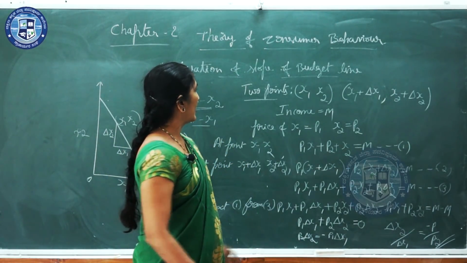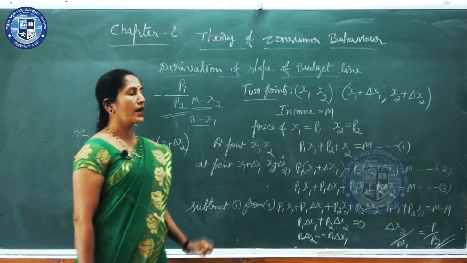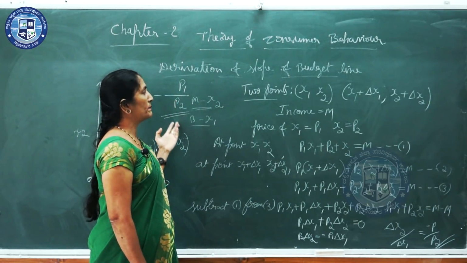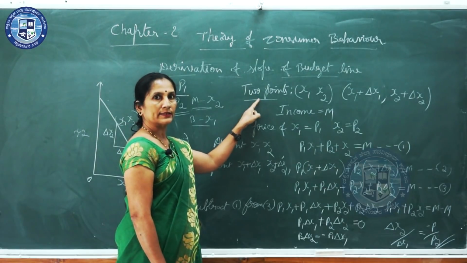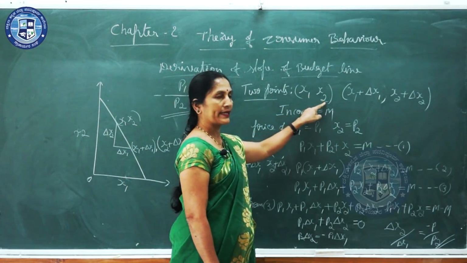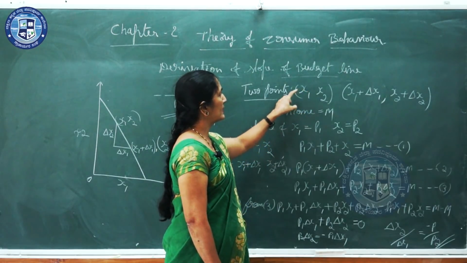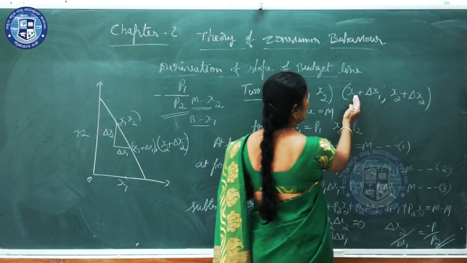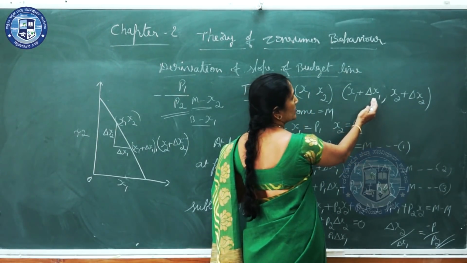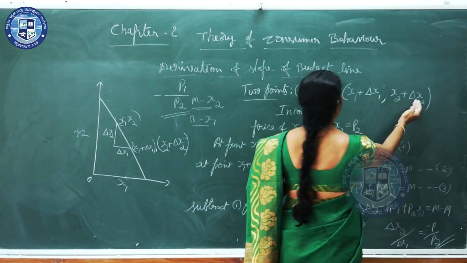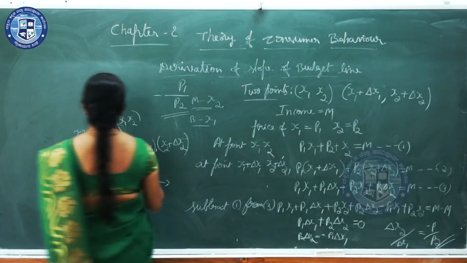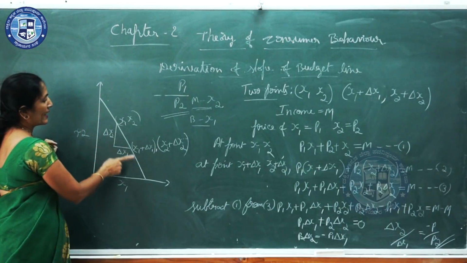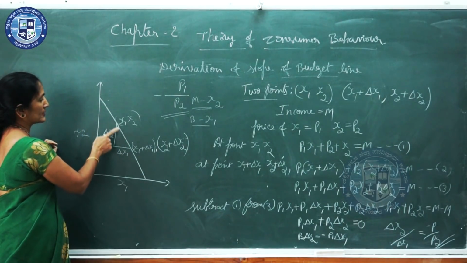We will explain with the help of an equation how we can derive the slope, minus P1 divided by P2. There are 2 points. That means there are 2 commodities, x1, x2, which is one point. Then another point is x1 plus delta x1, x2 plus delta x2. In this diagram, the straight downward sloping line is the budget line.